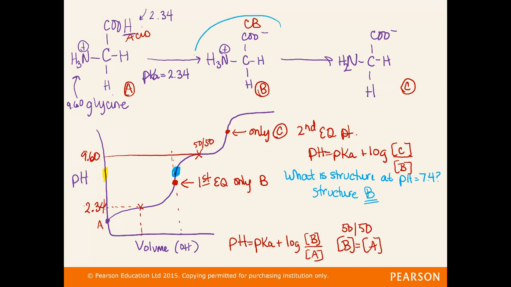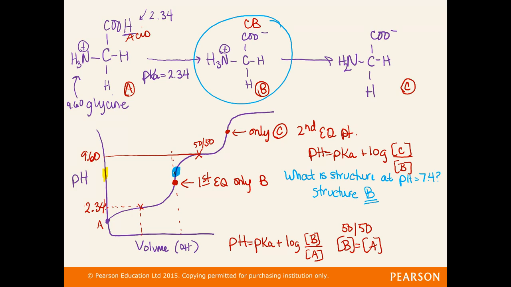So structure B is what's going to dominate at pH 7.4. Because you see how at the first equivalence, there's only B, but we're past it. So it won't be only B, there'll be some C in there, right? But what's going to dominate is structure B. And that's why anytime you draw glycine at pH 7.4, it should look like structure B.